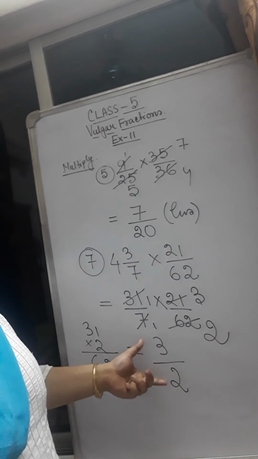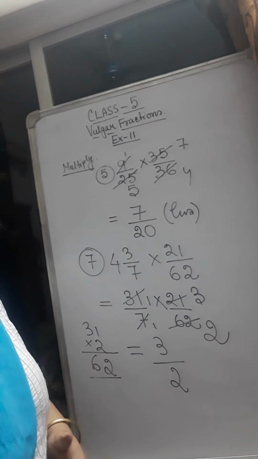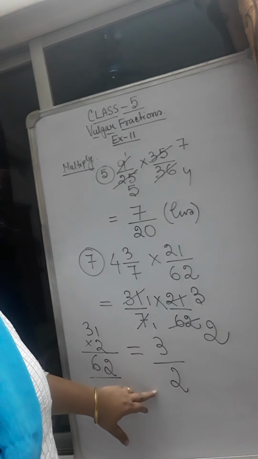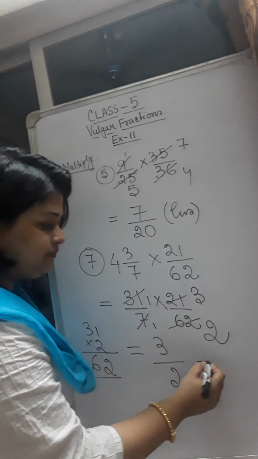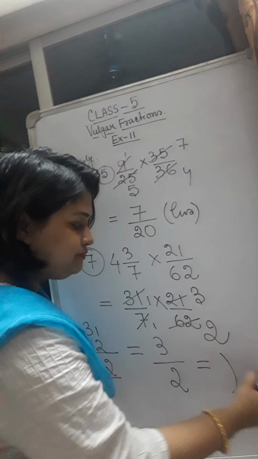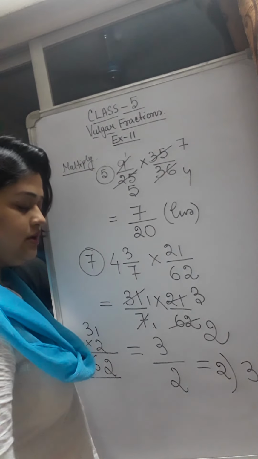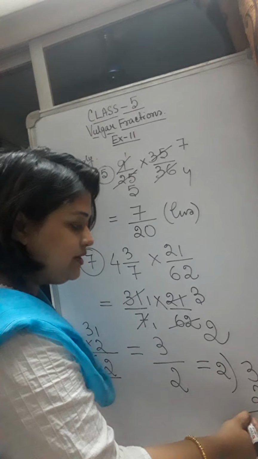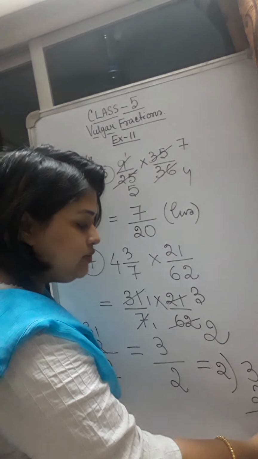But in this case, when you get an improper fraction as the answer, that means the numerator value is greater than the denominator, you have to change it into a mixed fraction. How will you change? Divide the numerator with the help of the denominator. Now 2 ones are 2. This is the nearest value. Now 3 minus 2 gives you remainder 1.